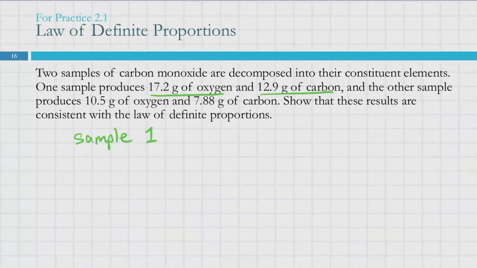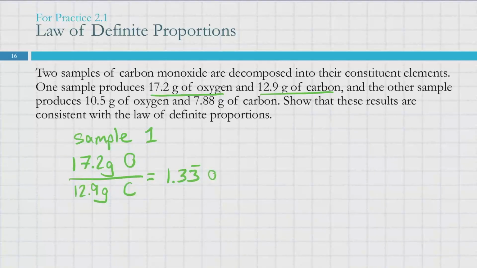I'm going to do oxygen to carbon. So we're going to take 17.2 grams of oxygen. Oxygen gets shortened to O. Divide that by the 12.9 grams of carbon, which gets shortened to C. And we get a number out. 17.2 divided by 12.9. We get 1.33 repeating oxygen to carbon for sample 1.